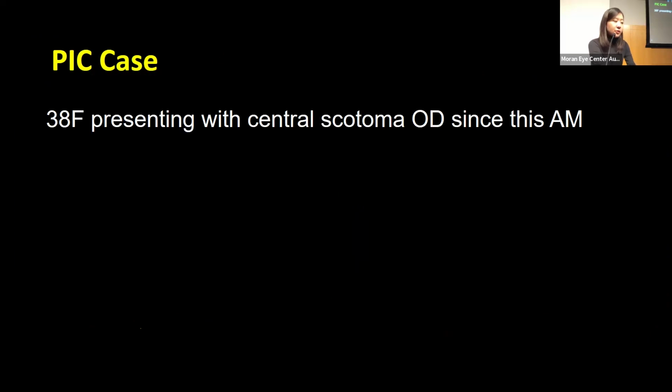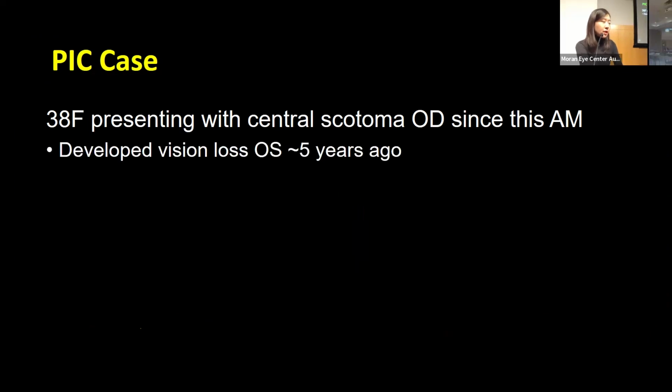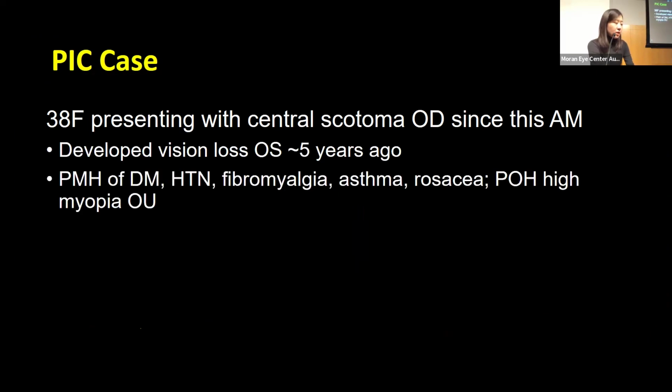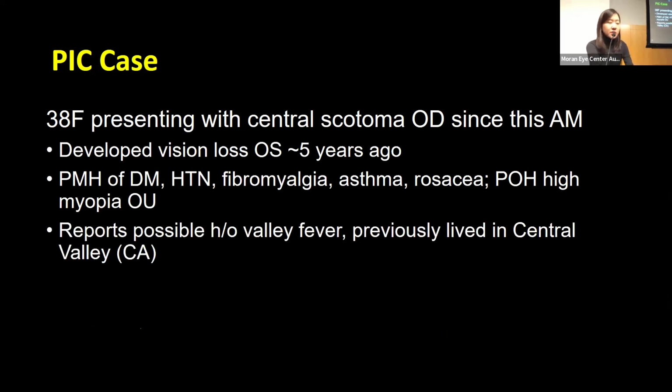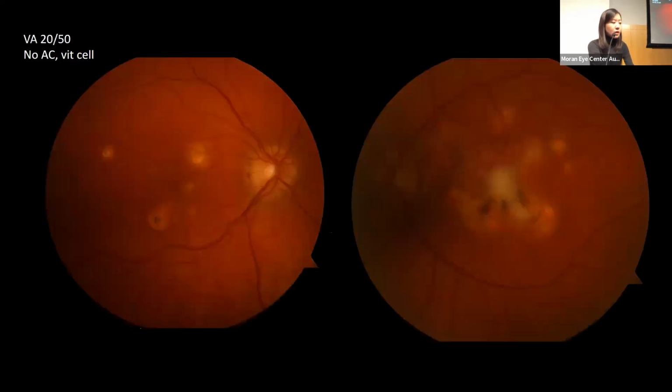Now we'll move on to a case of PIC. This is a 38-year-old female who presented with an acute onset central scotoma in her right eye starting in the morning. She had developed vision loss in her left eye about 5 years ago for unknown reasons. Her medical history was largely non-contributory, though she had high myopia in both eyes. She reports a possible history of valley fever and previously lived in Central Valley, California.